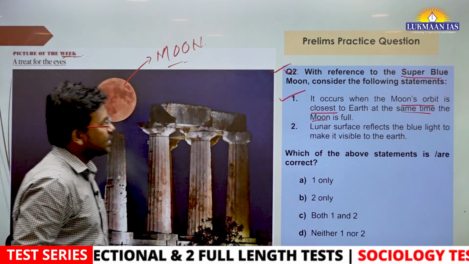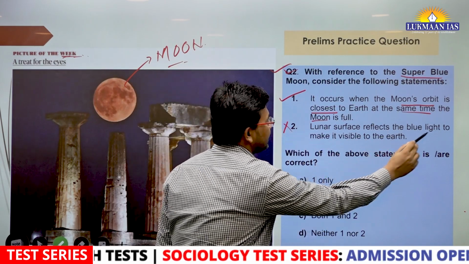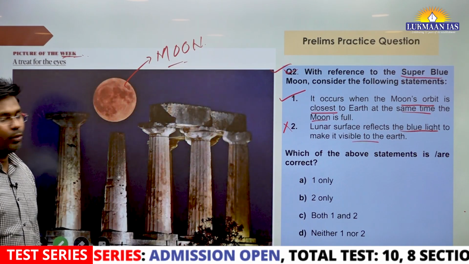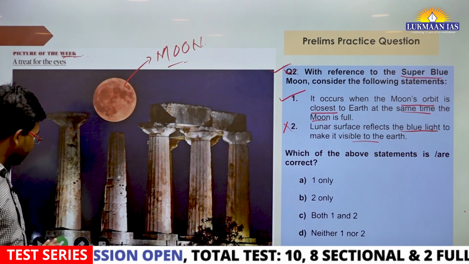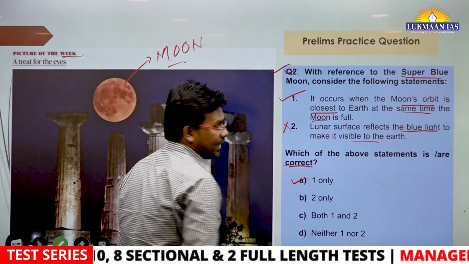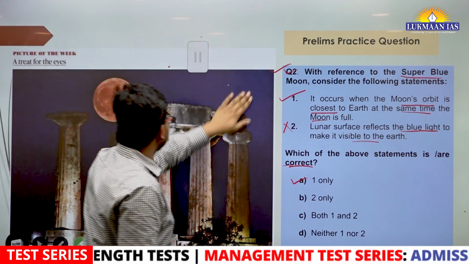Second, the lunar surface reflects blue light to make it visible to the earth. Okay, so this information is wrong. It does not reflect blue light. So that's the thing. So the correct answer would be option A. Only one will be the right answer. Okay, option A is the right answer in this case.